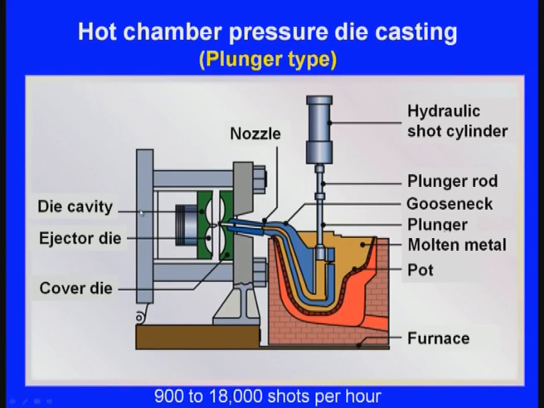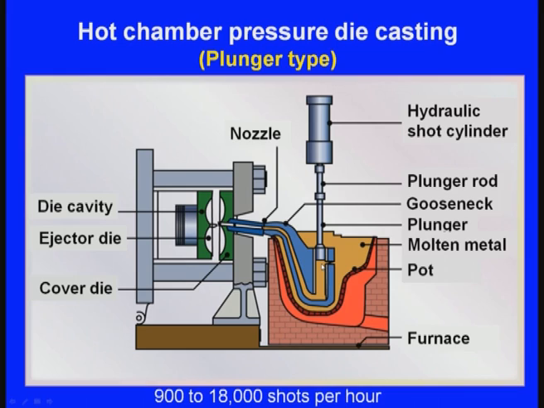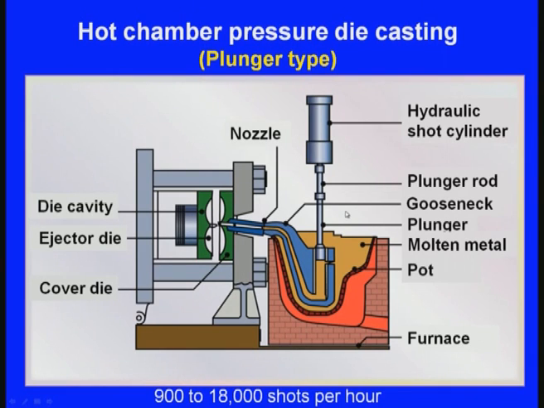Now, how to study the next parts? So, here there is a hydraulic shot cylinder. This comes down and goes up hydraulically, it can exert very high pressure. Now, you can see here the molten metal enters into a cylindrical chamber. Once it enters into the cylindrical chamber, here we can see the gooseneck plunger will be coming down because of the hydraulic pressure.